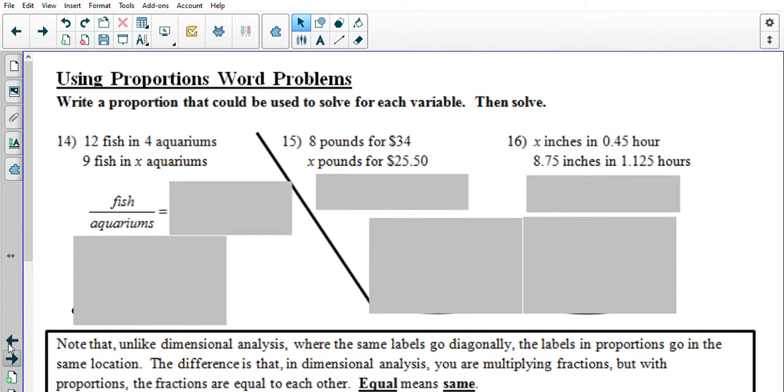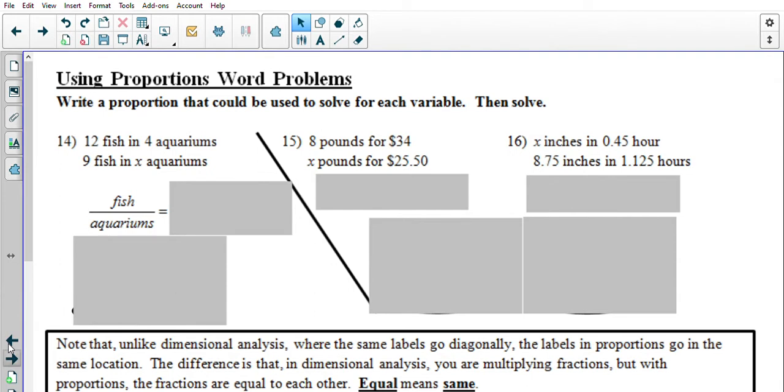Now you might be thinking, I could answer number 14 without writing or setting up a proportion. That's great, but not every question is going to be as easy. Plus you might have some questions on a test or a quiz that say you have to use proportions. So that's the way I'm going to show it here.